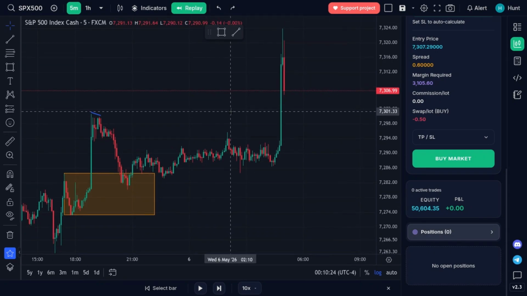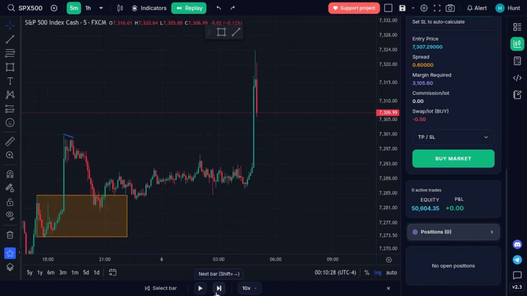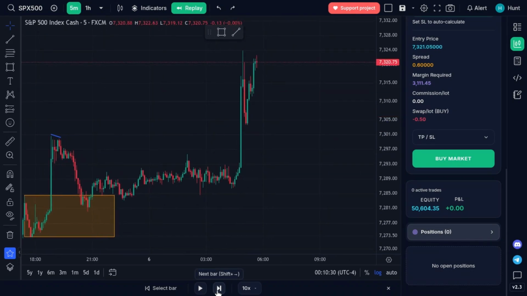Now we'll be looking for another trade, and we are still bullish, so we'd be waiting for price to engineer buy side liquidity again.